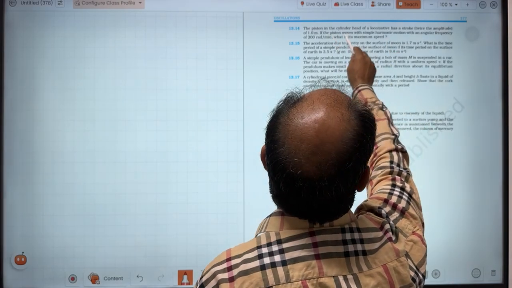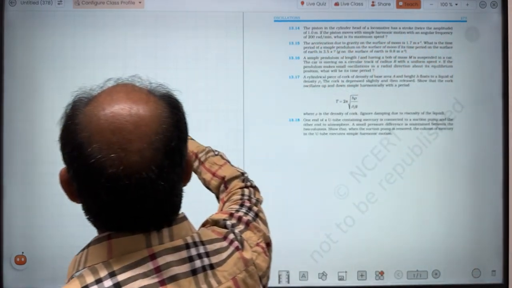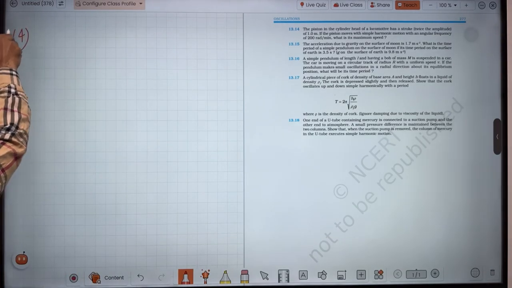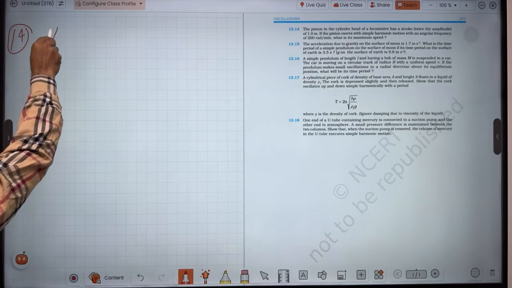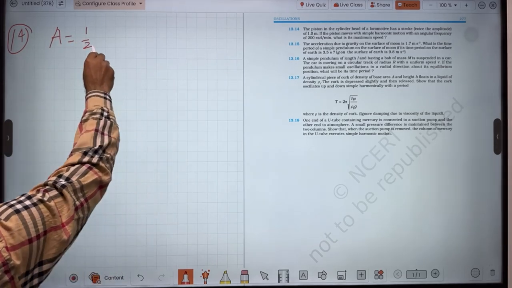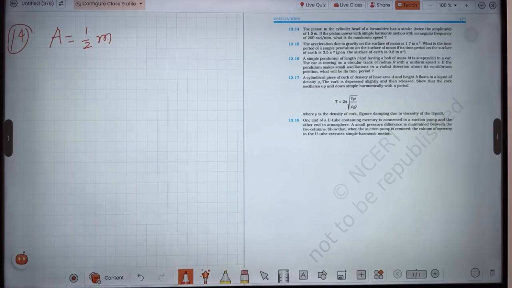What it says, the piston in the cylinder head of a locomotive has a stroke twice the amplitude. So we can find the amplitude. So what is the amplitude? Amplitude will be half of this, which is 1 meter. So just write half meter, right?